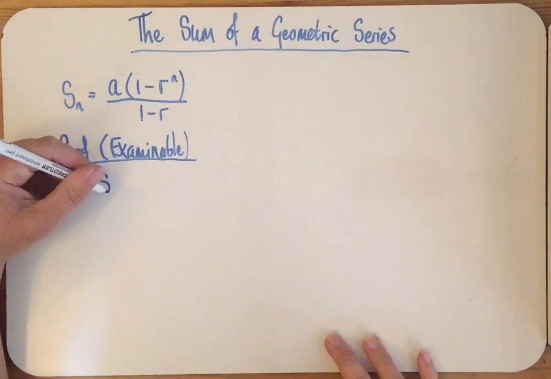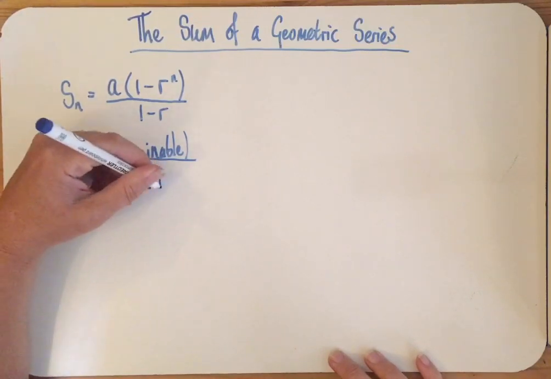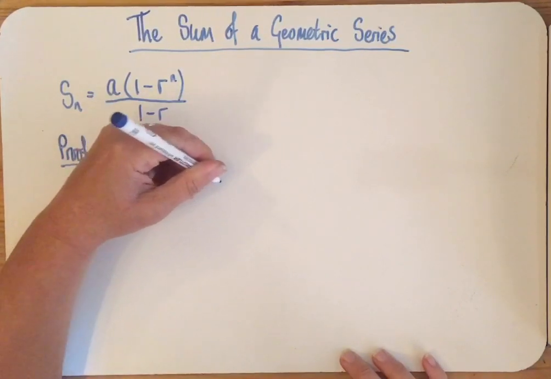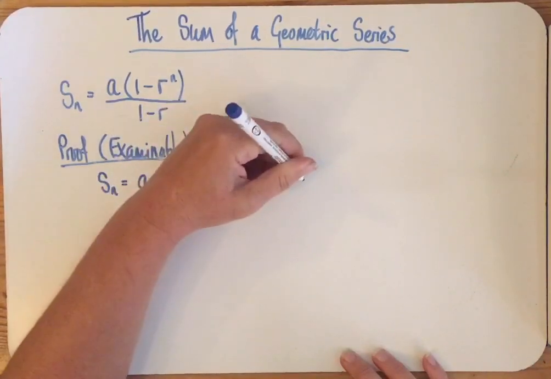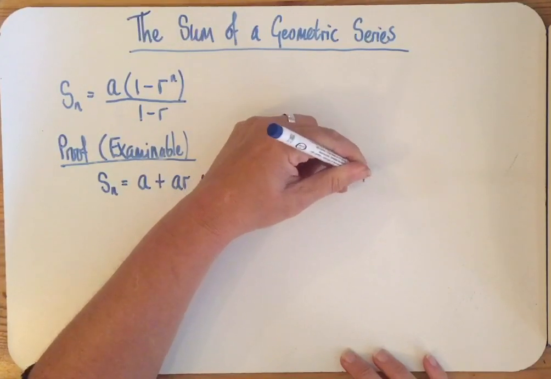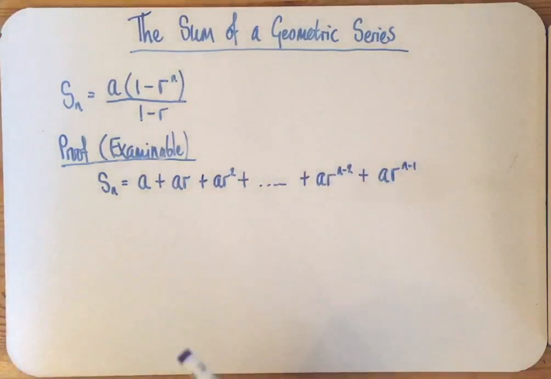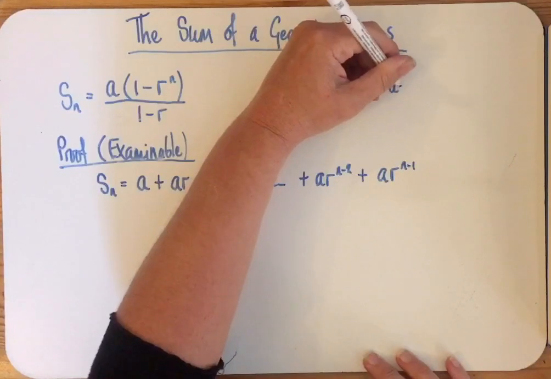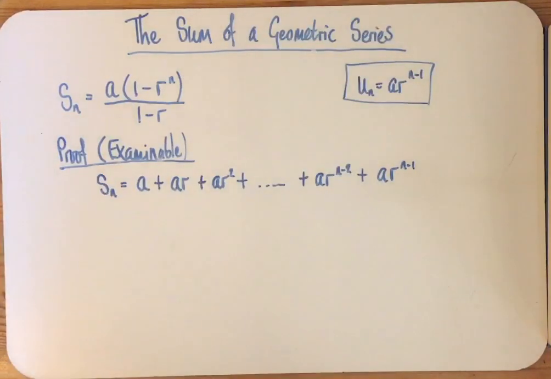So the sum is equal to the first term plus the second term, which is ar, plus ar squared, plus ar to the n minus 2, plus the nth term, which if you remember from last week is ar to the n minus 1. So the nth term of a geometric sequence is ar to the power of n minus 1, just as a quick recap.